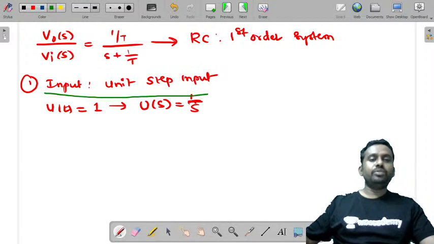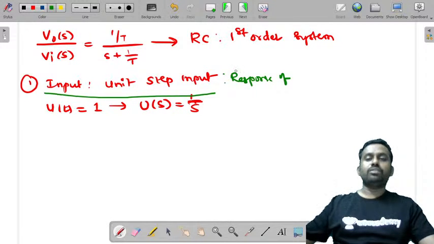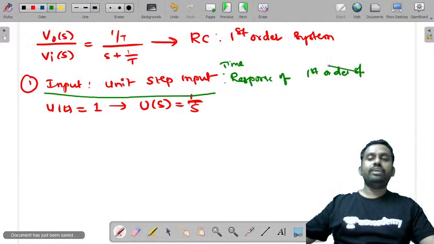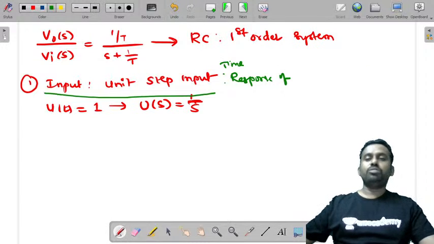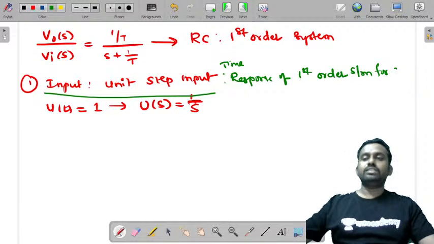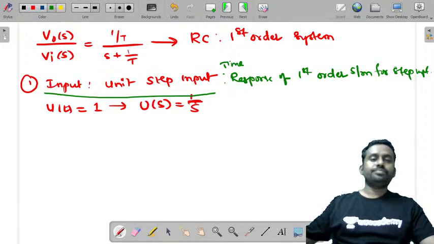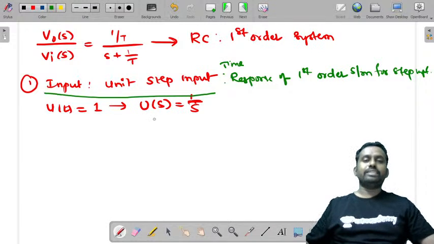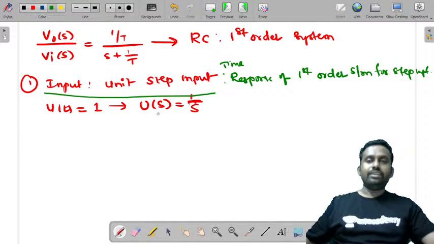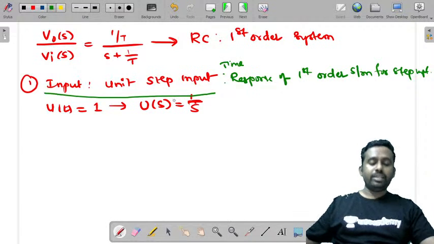That is, for unit step input, what is the time response? We'll call it the time response of first order system for step input. So in your semester examinations also, you'll get some question like: find the time response of the first order system for unit step or unit ramp. I'll tell you one, you can get the rest of the things.